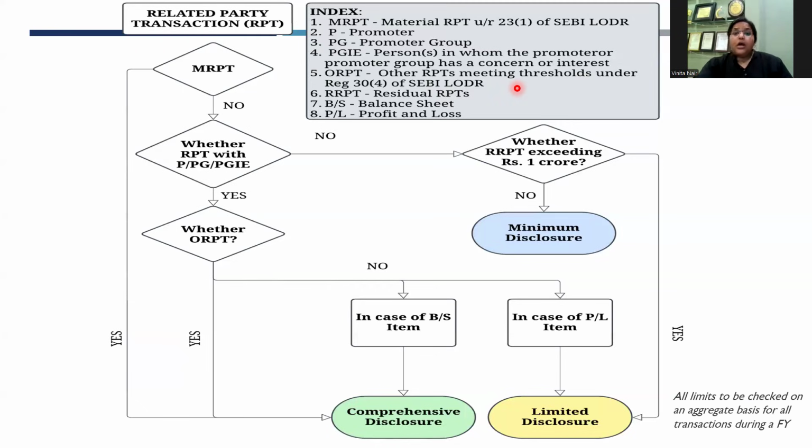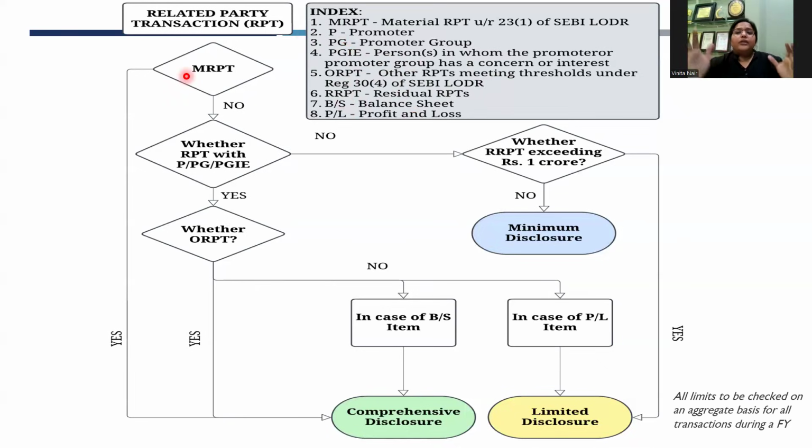for that listed entity for the entire financial year. So this threshold now becomes relevant even in case of RPT, because whatever threshold is applicable for a particular financial year, the listed entity will have to see whether the transaction is being undertaken with a promoter group or PGIE, and whether the value of transactions with that related party, aggregate of all transactions in a financial year, crosses the materiality threshold or not. If it crosses, then we consider it an ORPT, that is an other RPT. If it does not cross that threshold, and it is not with a promoter group or PGIE, we refer to it as a residual RPT, RRPT.